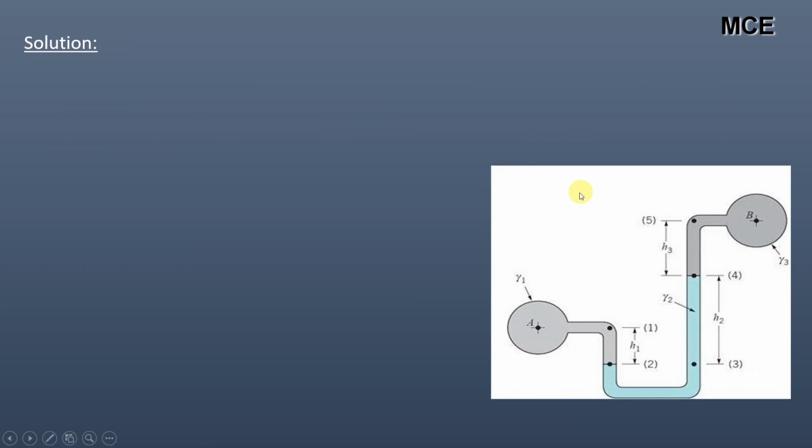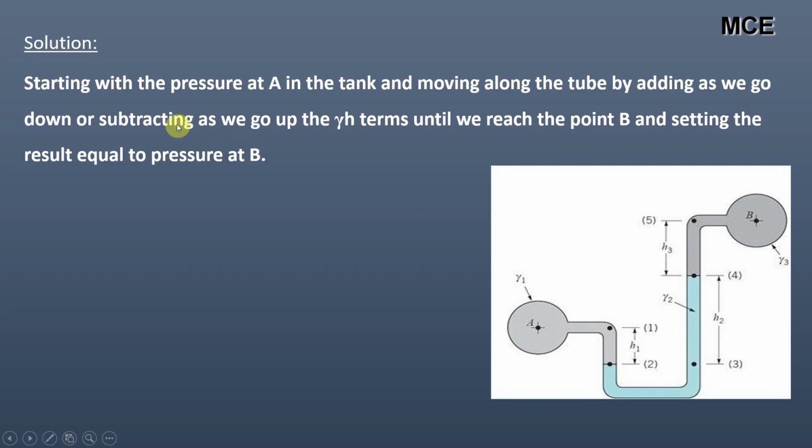The procedure to find the pressure using a manometer is that we will be starting with the pressure at A in the tank and moving along the tube by adding as we go down or subtracting as we go up the gamma H terms until we reach the point B and setting the result equal to pressure at B. So starting with the pressure at A, we have PA, and then moving in the downward direction, that is plus gamma 1 into H1 until we reach point 2.